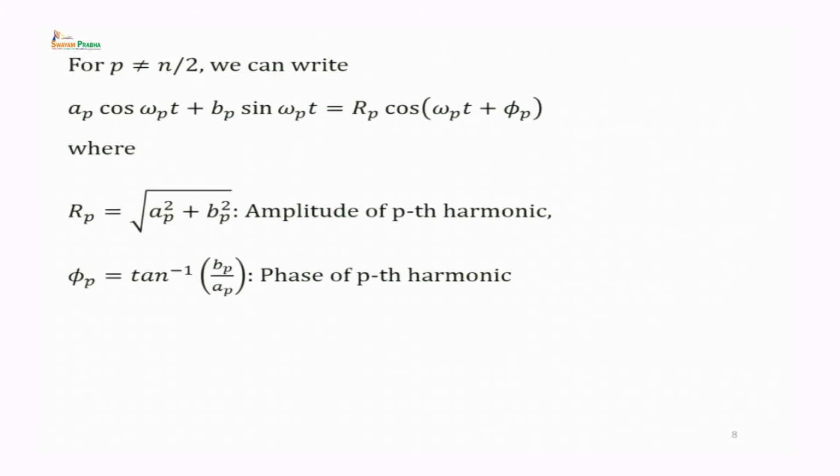Now, for p not equal to n by 2, you can write A_p cos omega_p t plus B_p sin omega_p t equal to R_p cos(omega_p t plus phi_p), where this R_p is the amplitude and this is equal to under root A_p square plus B_p square, and phi_p is the phase of the pth harmonic, and phi_p is equal to tan inverse B_p upon A_p.